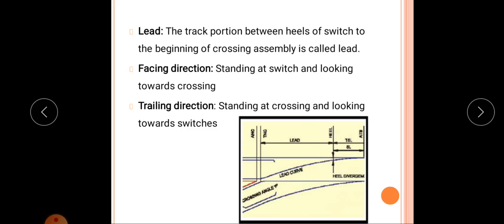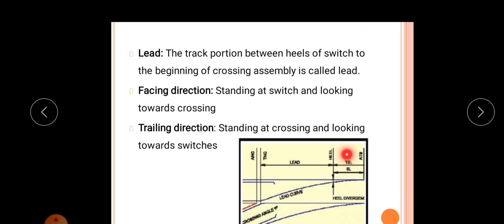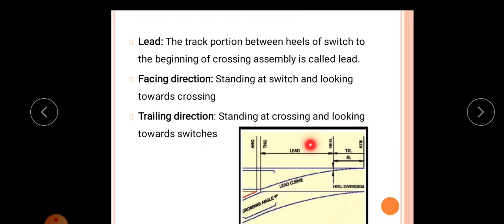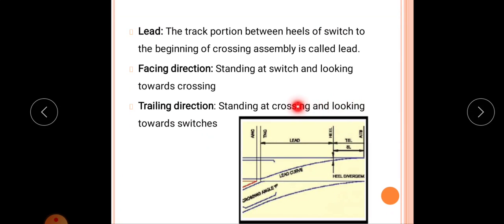Okay. Next is facing direction and trailing direction. Facing direction means standing at the switch and looking towards the crossing. So this is the facing direction here. That is, this is the switch. When we are standing at the switch and looking towards the crossing, that is known as facing direction. So this is the facing direction in this arrangement, or in this turnout.